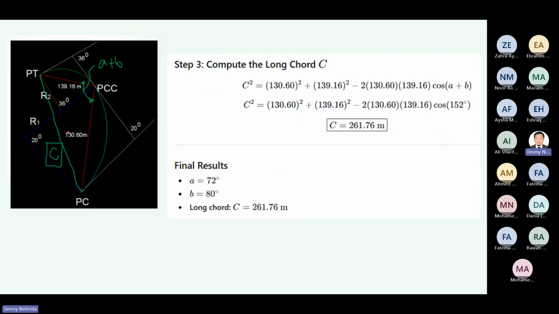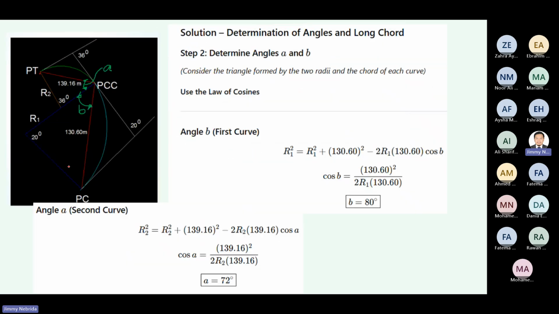Long chord. This one. Okay. Going here, but we need this A and B. This is the long chord that we are trying to calculate. The cosine law, we can use it here because this one is known. This is our chord 1. This is chord 2. It's already known.